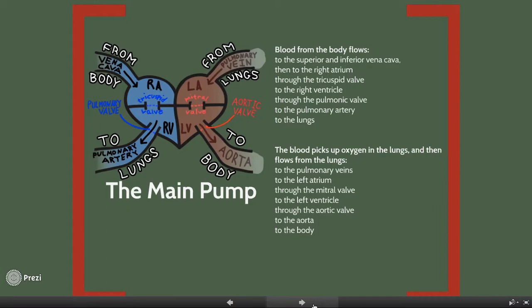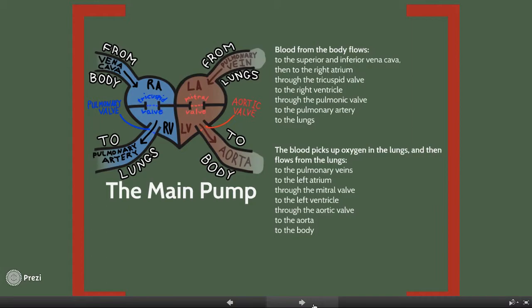When the right atrium contracts, the blood goes through the tricuspid valve and into the right ventricle. When the right ventricle contracts, the blood is pumped through the pulmonary valve and into the pulmonary artery. From there, it goes into the lungs where it picks up oxygen. Why does this happen? Because blood returning from the body is relatively poor in oxygen and needs to be full of oxygen before returning to the body.